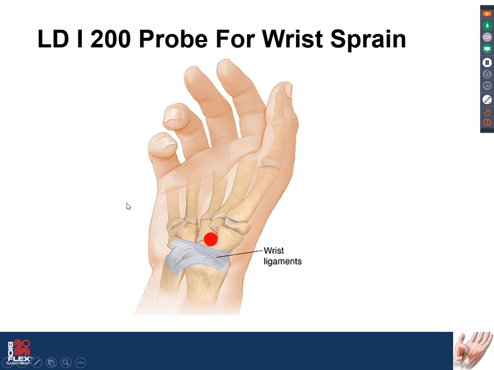For wrist sprains, you're going to use the same protocol. For the laser probe, you want to focus on the palmar aspect of the wrist. I didn't show it here, but you also want to treat the dorsal aspect of the wrist as well. So for carpal tunnel syndrome, just the palmar aspect. For wrist sprain, treat both the palmar and the dorsal aspect of the wrist and all the way around the circumference of the wrist.